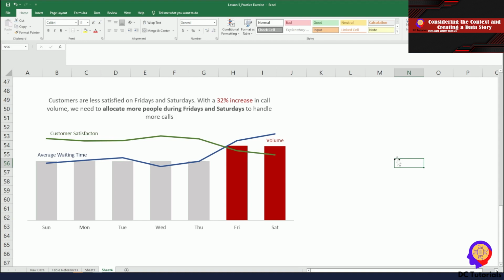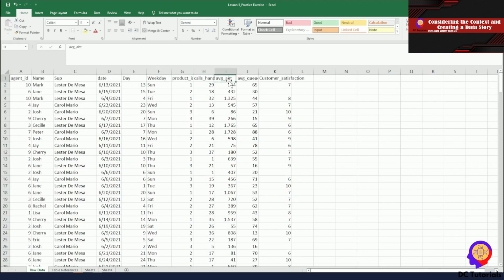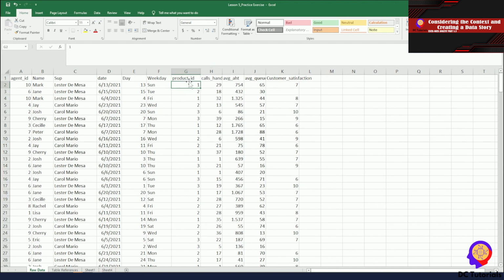Feel free to explore some other metrics if you want to try to use this data set further. You can try other metrics like probably average handling time, although handling time is not necessarily related to customer satisfaction because it still depends on how the call went, right? Or probably you can explore maybe product ID, depending on which type of product the customer is inquiring about or reaching out about. Maybe there would be different stories here.